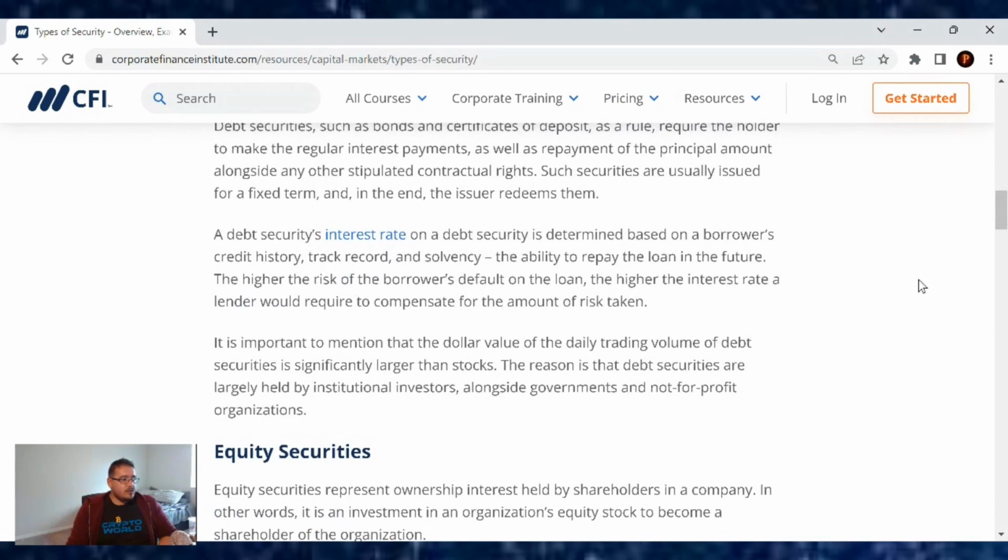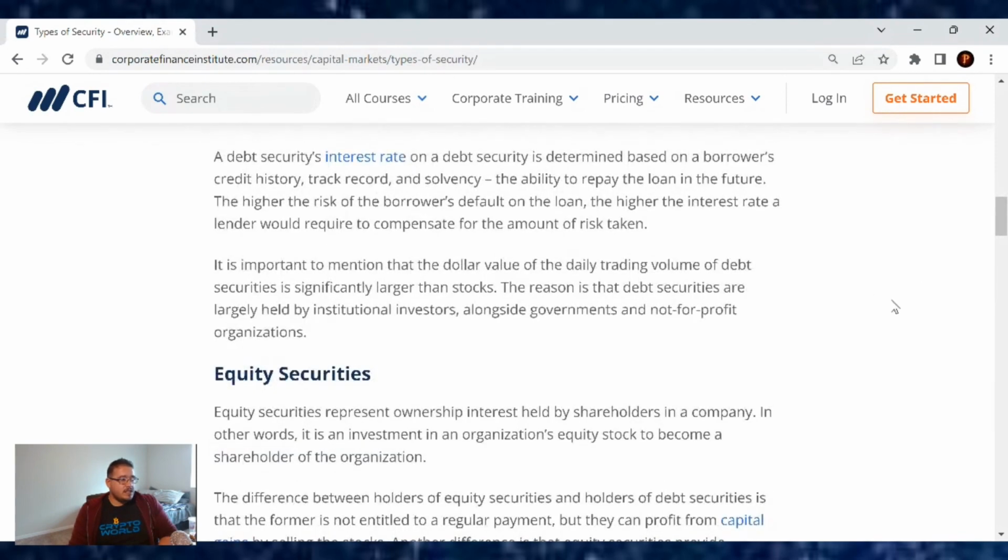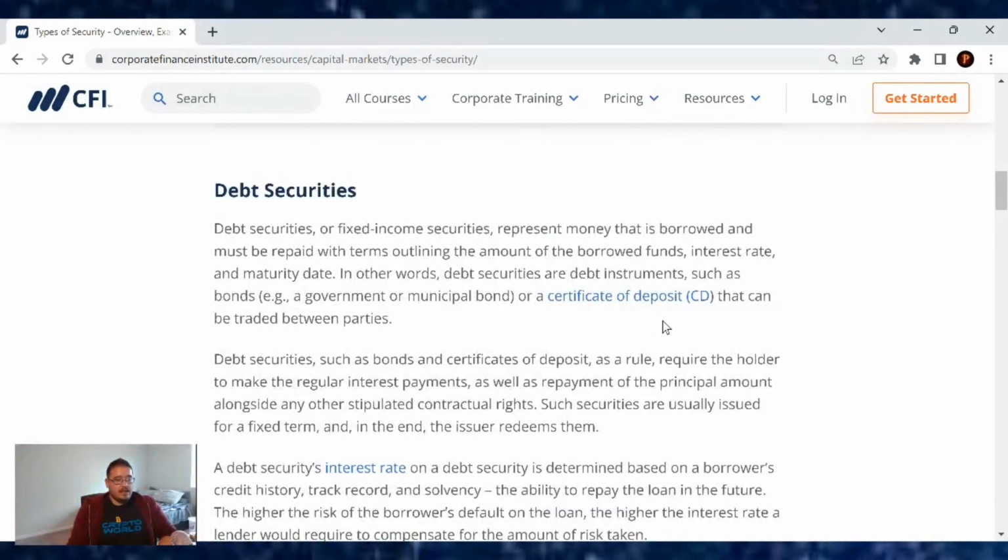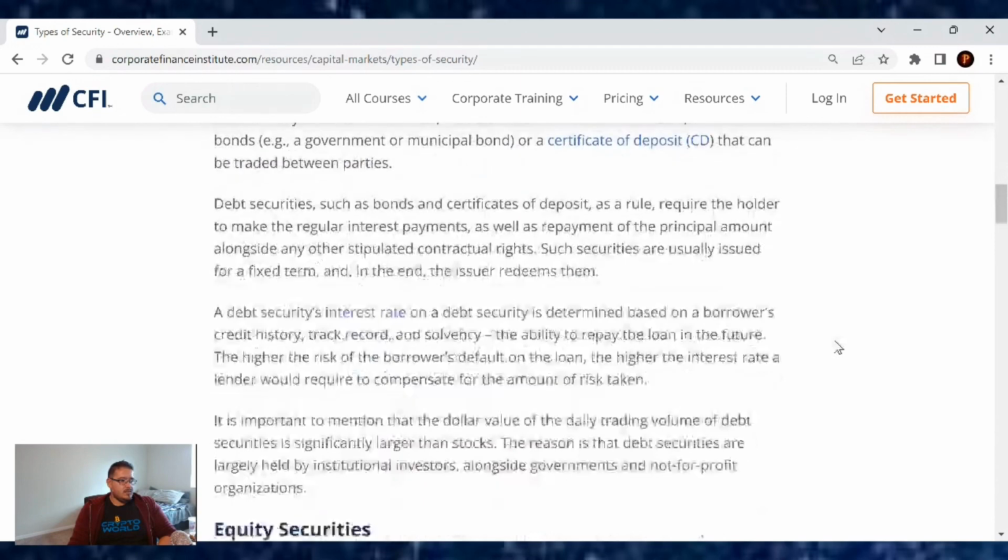Now, the interest rate on a debt security is determined based on the borrower's credit history, track record, and solvency, the ability to repay the loan in the future. The higher the risk of the borrower's default on the loan, the higher the interest rate a lender would require to compensate for the amount of risk taken. It is important to mention that the dollar value of the daily trading volume of debt securities is significantly larger than stocks. The reason is that debt securities are largely held by institutional investors alongside governments and not-for-profit organizations. So that one doesn't really sound like it would partake in crypto, so let's keep going.